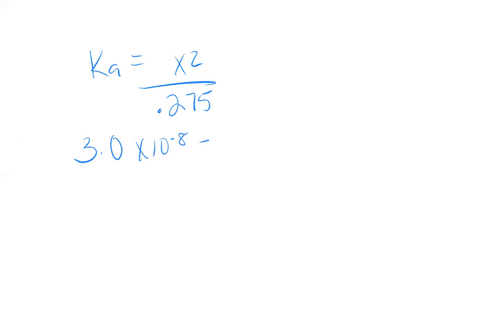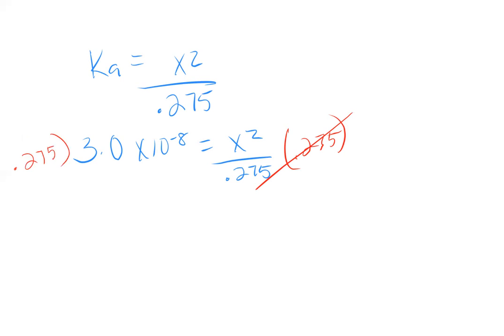Let's get a new page. So our Ka value given to us, let's write that. Ka is X squared over 0.275. Ka given to us was 3.0 times 10 to the negative 8. That's equal to X squared over 0.275. We're going to multiply both sides by 0.275. Cancel that out. Multiply by 0.275.